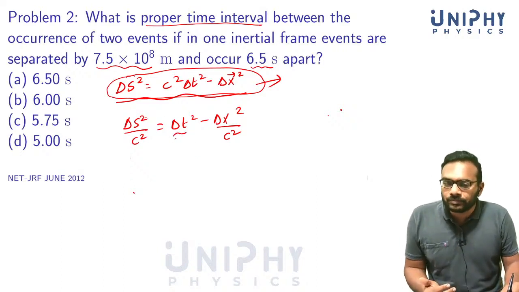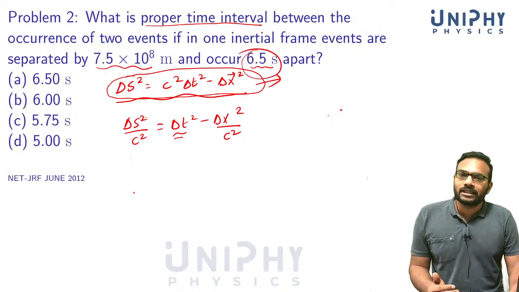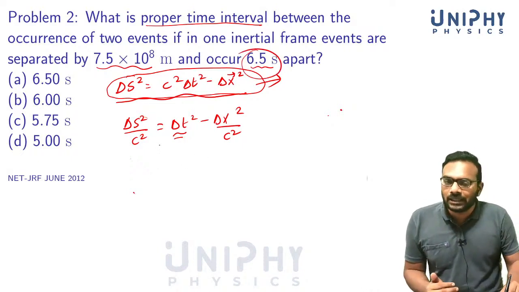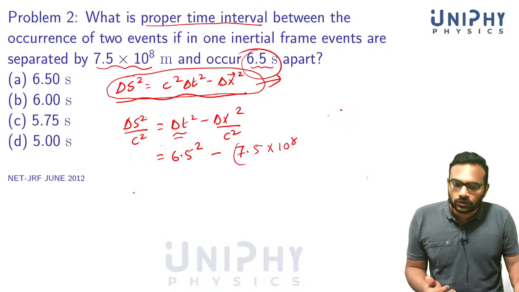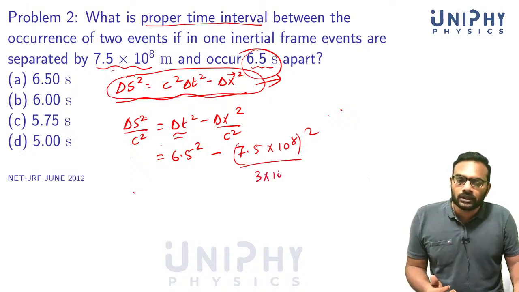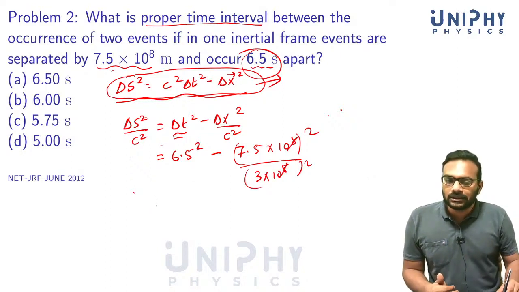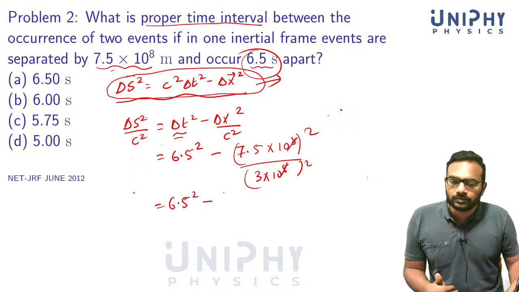Delta t is given to be 6.5 seconds. The time separation between the two events is 6.5 seconds. That is in SI units, do not worry. So that is 6.5 square minus delta x square by c square. That would be 7.5 into 10 raised to 8 square, divided by c square, which I will write as 3 into 10 raised to 8 square. This 10 raised to 8 gets immediately cancelled. So this is basically 6.5 square minus 7.5 divided by 3, which is 2.5 square.